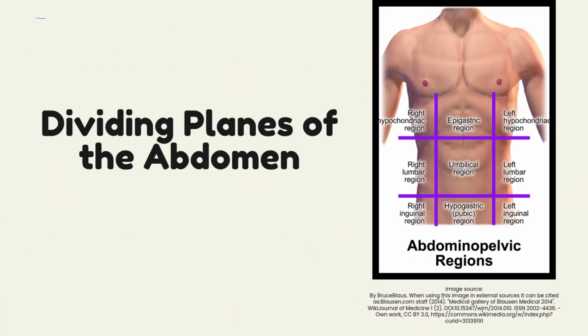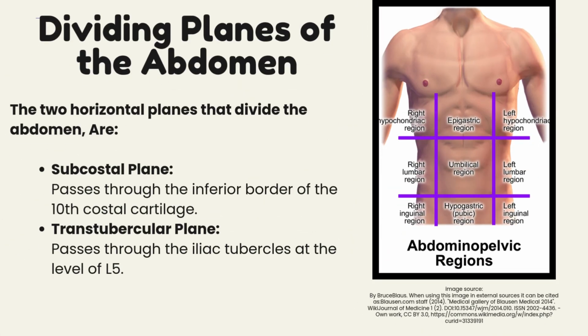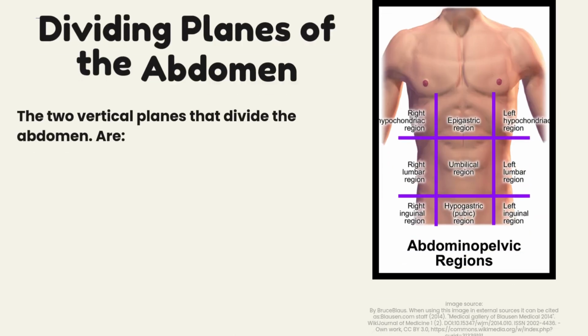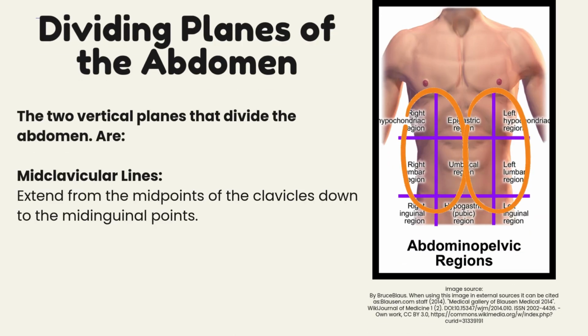What are the dividing planes of the abdomen? The 2 horizontal planes that divide the abdomen are the subcostal plane, which passes through the inferior border of the 10th costal cartilage, and the transtubercular plane, which passes through the iliac tubercles at the level of L5. The 2 vertical planes are the midclavicular lines. They extend from the midpoints of the clavicles down to the mid-inguinal points.